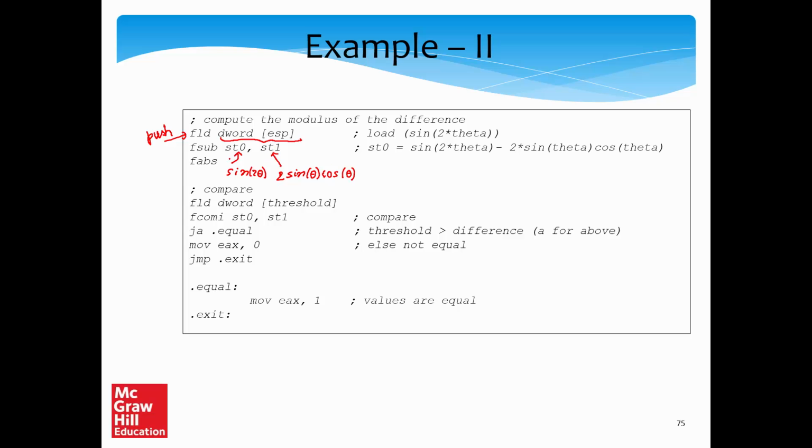Right? So at this point, let us subtract these two values. The difference between these two values will be saved in st0. And let us also compute its absolute value using the fabs instruction. Alright, maybe let me draw a line here. What does st0 contain? st0 contains the absolute value of the difference between sine of 2 theta and 2 sine theta cos theta.